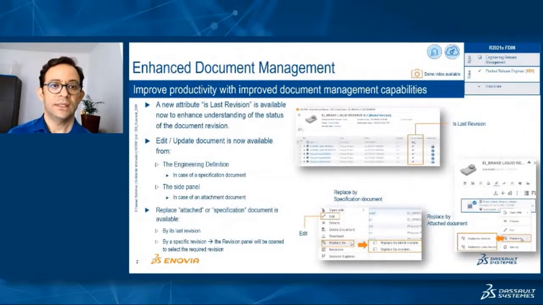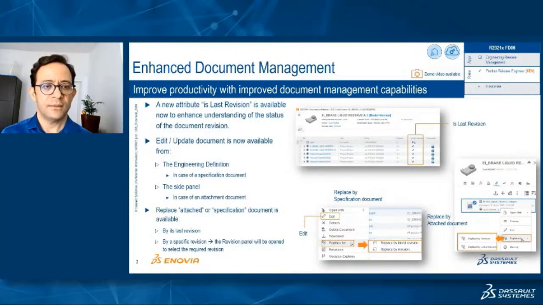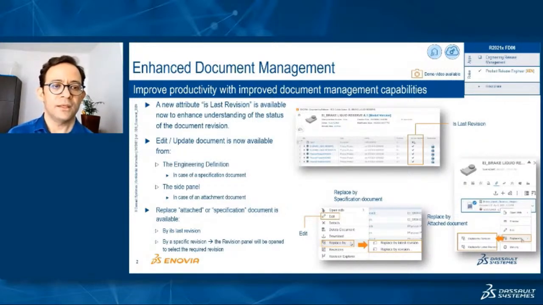Here we have enhanced the document management capabilities which are available from within the widget of engineering release management. So basically there is now a new attribute which is called isLastRevision, which is available directly from within the widget, which will let you know if the document has the latest revision displayed here, or if you probably want to replace it by another revision or another latest revision. So it gives you indication if this is the most up-to-date revision of the document or not. So this is very helpful in order to improve the management capabilities that we have in this widget.